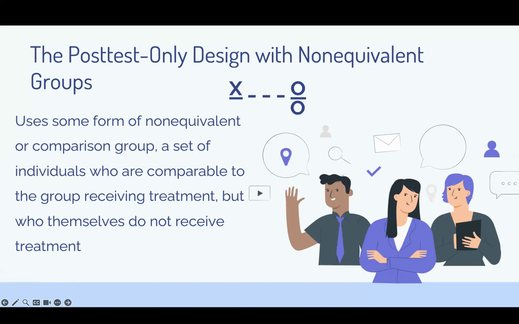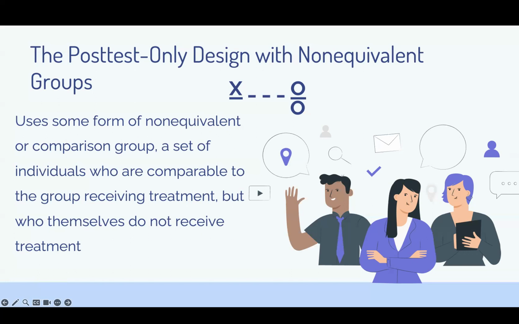This design's strength lies in its real-world applicability, particularly in settings where randomization is not possible due to practical or ethical constraints. So for example, when we evaluate a new policy's impact, random assignment may not be an option. So the post-test only design with non-equivalent groups then becomes a viable alternative. It allows for some degree of comparison and evaluation of the policy's effectiveness.